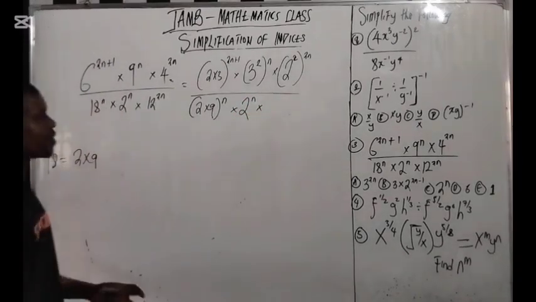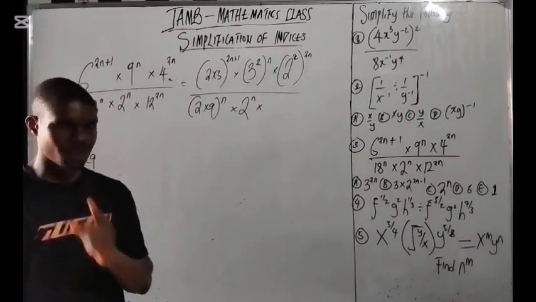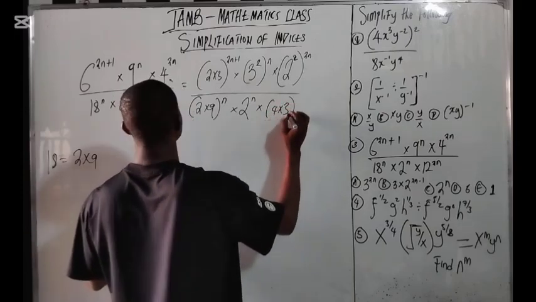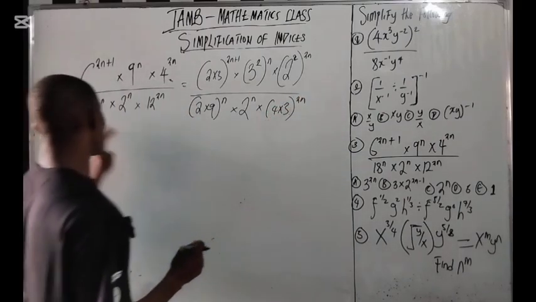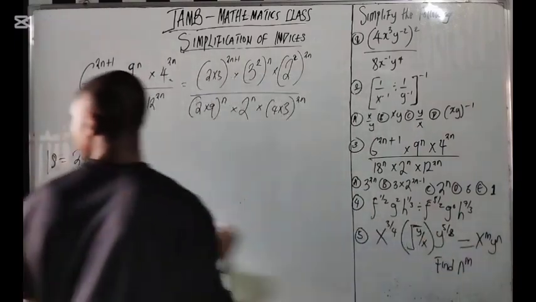Now, how do we break 12 down? We can break 12 down to be what? 4 times 3 or 3 times 4. Do you understand? So you have 4 times 3 all raised power 2n. So we are breaking this one down to this one here, right?